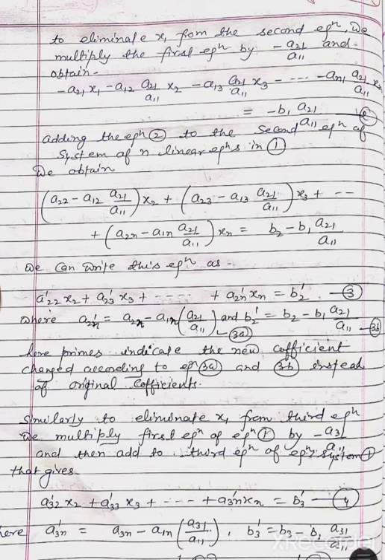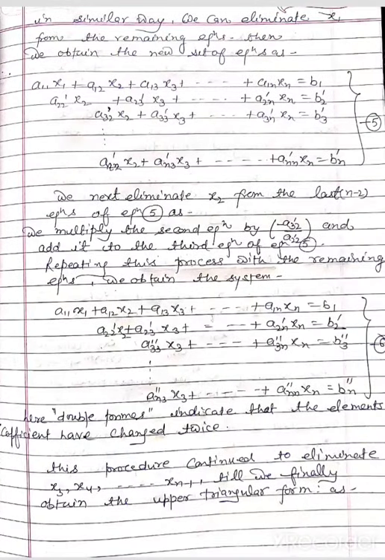Here the newly defined coefficients are given here. In a similar way we can eliminate x1 from all the remaining equations. Then we obtain a new set of equations as here. This is the first equation of the equation system, and in the other last n minus 1 equations x1 has been eliminated.